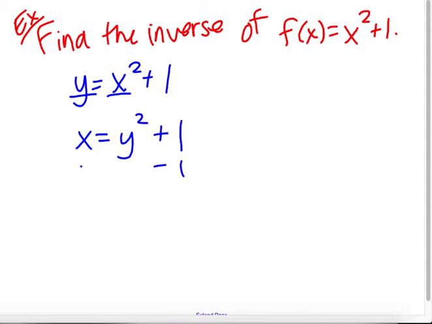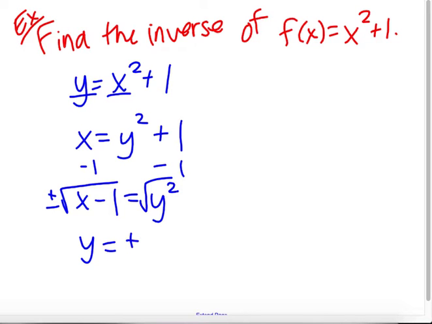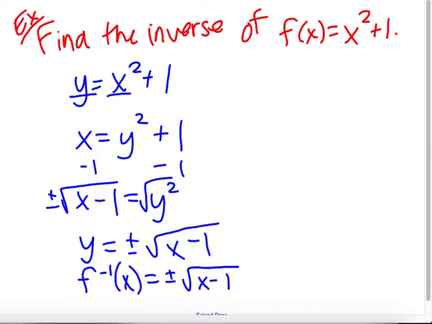So I'd subtract 1, x minus 1 is equal to y squared, and then take the square root of both sides. When you take the square root of both sides, you have to put a plus or minus in front of that. So plus or minus in front of what you're taking the square root of. So you end up with y is equal to plus or minus the square root of x minus 1, which technically means two separate functions, which is okay. And then the last step is to replace y with f negative 1 of x. So f negative 1 of x is equal to plus or minus the square root of x minus 1.